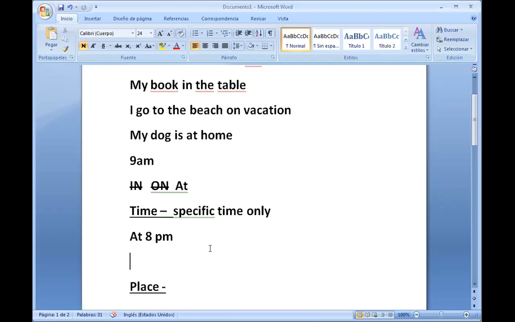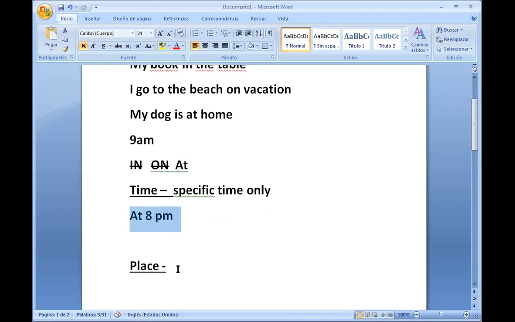What time is the movie? It's at 10. ¿A qué hora es el noticiero de las 8? At 8 p.m. Yes. Este es más fácil aún. At is más específico, solo en tiempo. Okay. Hoy usamos at con lugar.